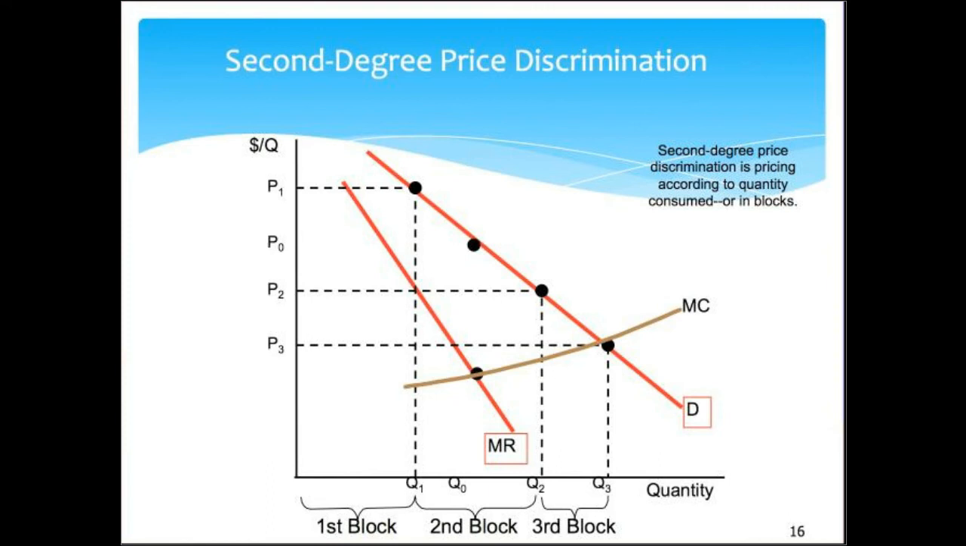And you basically split the market into 3 segments. There's the first block, the second block, the third block. They each pay different prices, but that certainly ends up transferring some consumer surplus, obviously, from consumers to the monopolist. Okay, next up and last, in terms of pricing schemes, third-degree price discrimination.